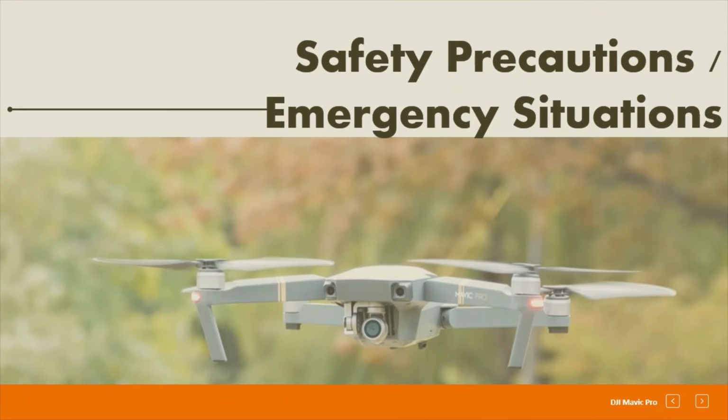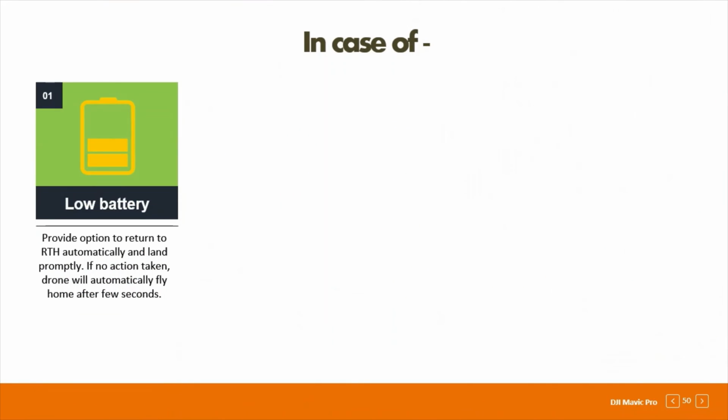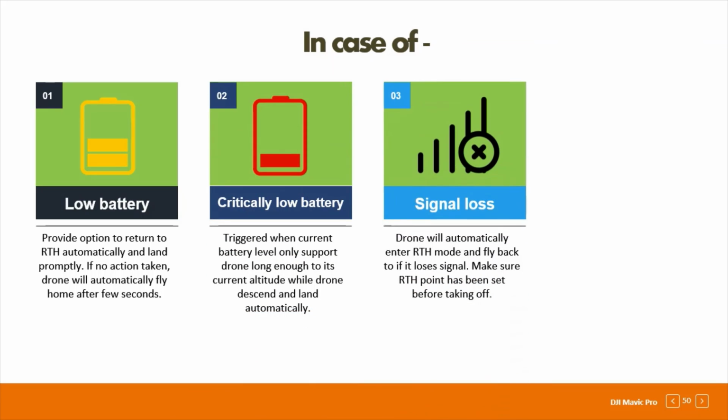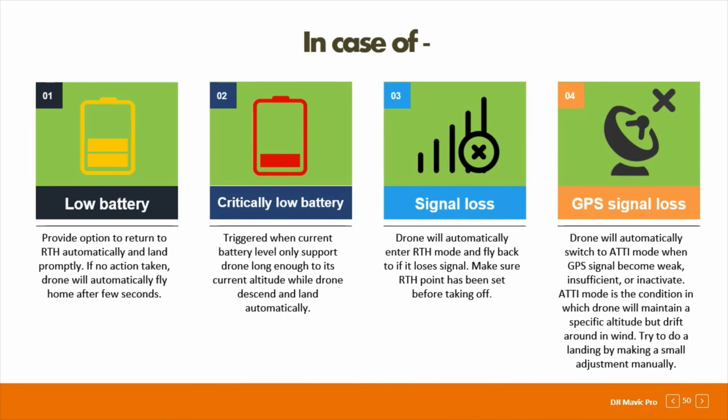Next are the safety precautions and emergency situations. Under number 1, low battery: you have to quickly return the aircraft to home. Under critical low battery, it will automatically land. Under signal loss, it will automatically return to home. When GPS signal is lost, it will go to ATT mode and hover, and you will try to regain control manually and fly back.